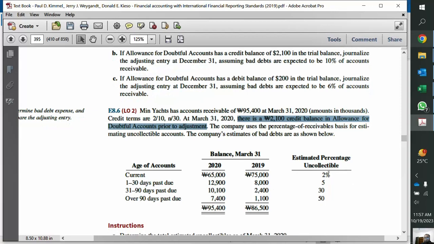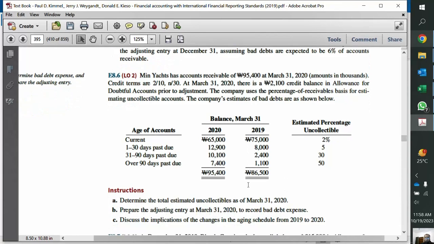So now we have to estimate, right? So 2% of... okay, so why are there two columns? First we have to make sense of it. The amounts in 1,000 credit terms are this at March 31, 2020. The company uses the percentage of receivable basis for estimating uncollectible. The company estimates the bad debts as follows, right? Determine the total expected uncollectible at March 31, 2020.